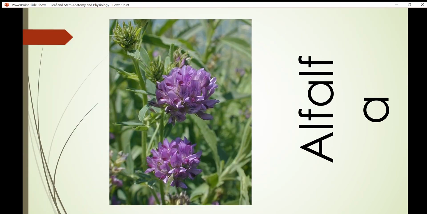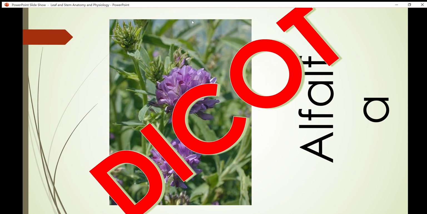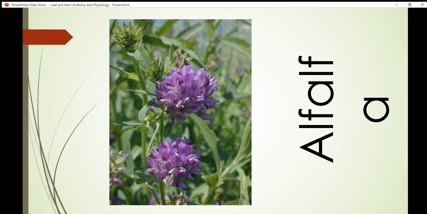Alfalfa is going to be a dicot, okay? If we looked at the petals of the flowers very carefully, they have 4 or 5 petals, and the leaves are small, but that doesn't mean that they're not broad leaves. They're, for their size, very wide, and they pan out.